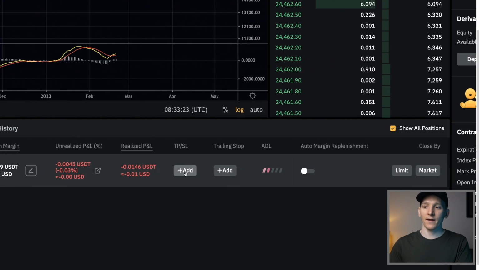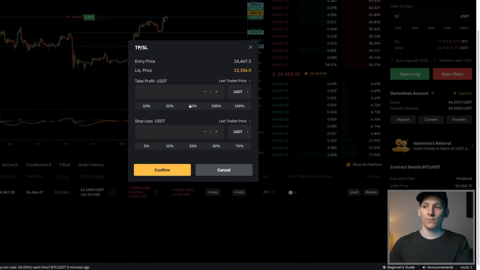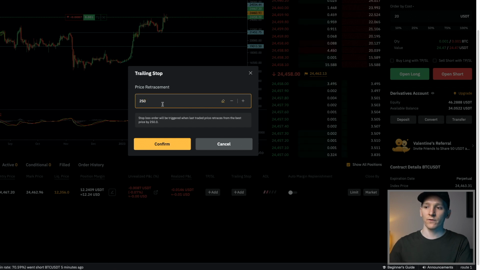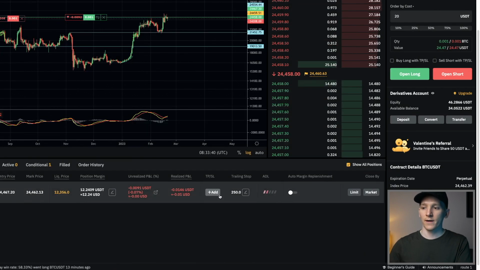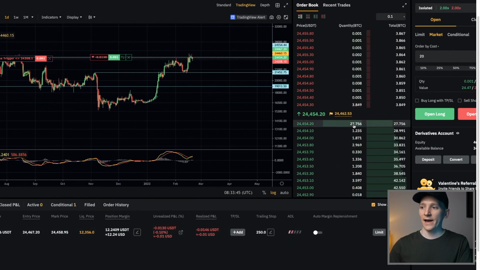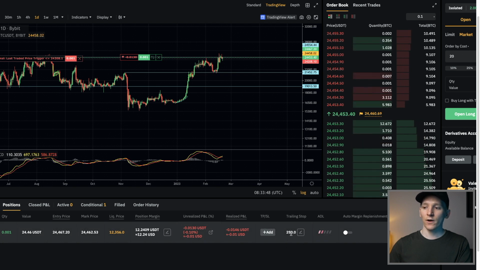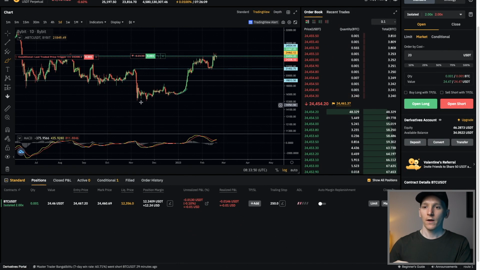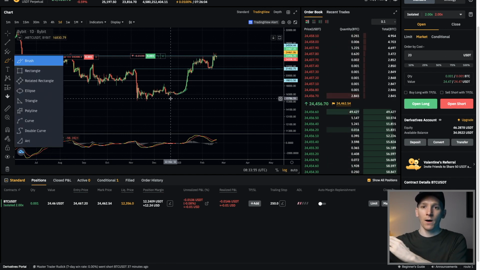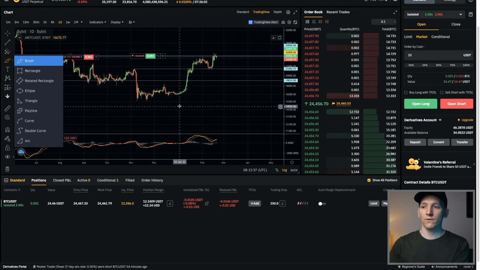Now you can see TPSL. I didn't add one, but I can actually add them here. So you don't have to add them in when you're opening. You can add them later if you want to get it done quick. Also here you can see trailing stop loss. So we can add this, a price retracement. So let's say we want a trailing stop loss of $250. We can press confirm right here. What does that mean? Well, trailing stop loss is an order that is now, as I've seen here, $250 below my entry. So what a trailing stop loss does is essentially follow the position up by a certain boundary. So $250 in this case.